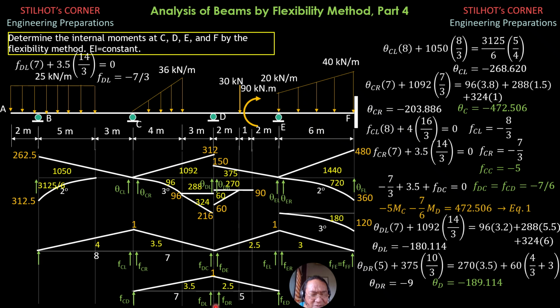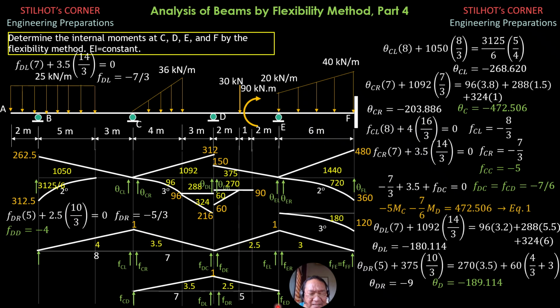Then to solve for FD right, we consider this part, summation moment about the right. FD right times 5 plus 2.5 times 10 thirds equals 0. So FD right equals negative 5 thirds. FDD therefore is equal to negative 7 thirds plus negative 5 thirds, and that is negative 4.